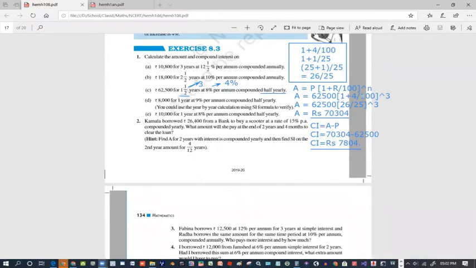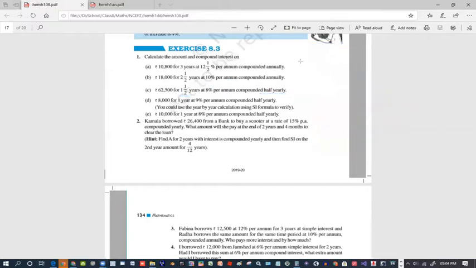And this 1 plus 4 by 100 is done here. I have taken it in rough. This calculation is here. So we have amount as 70,304 and compound interest as rupees 7,804. So I will clear it and do the next one.